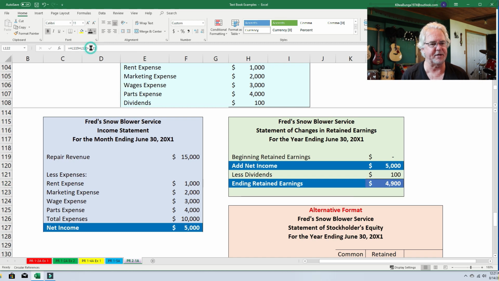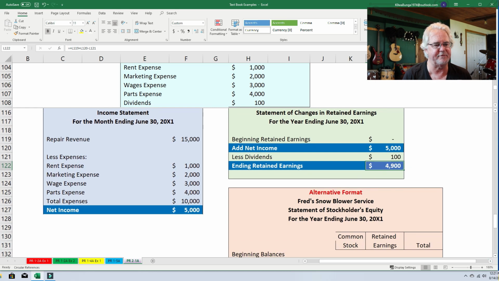So there's the ending retained earnings. This ending retained earnings tells Fred, the owner, that his net worth in the business is increasing. He's doing well. He's got probably some funds that he can expand with and grow. Now, coming down here to this pink box, I've got the words here, alternative format.